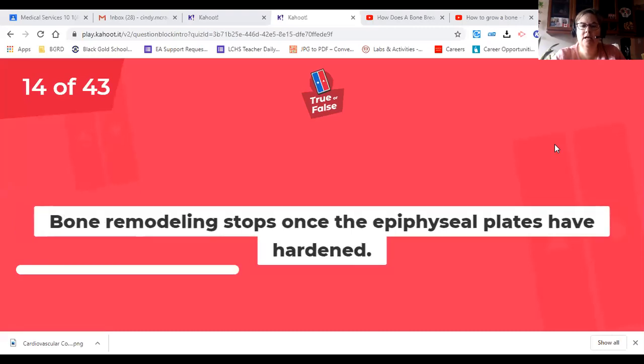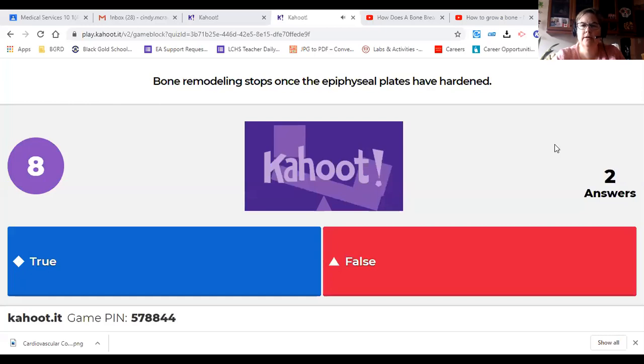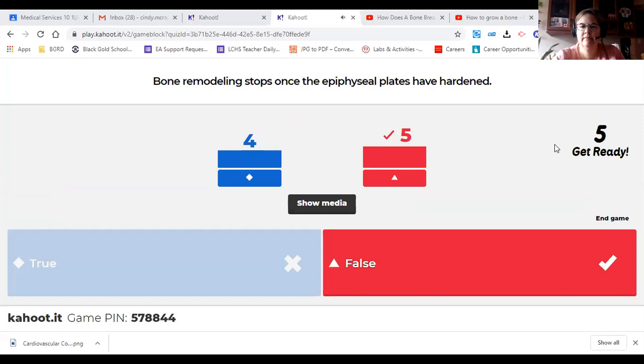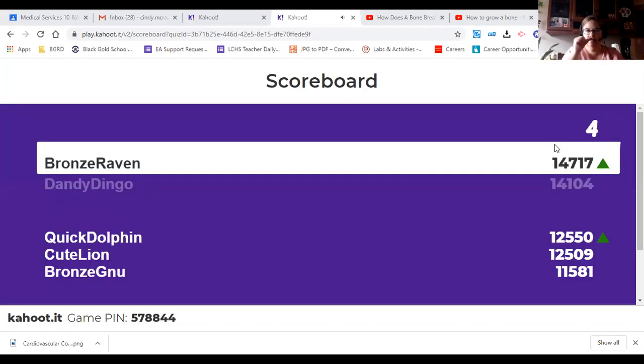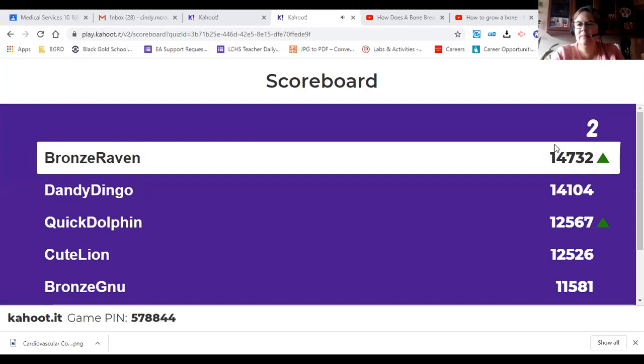Bone remodeling stops once the epiphyseal plates have hardened. True or false? Remember, my epiphyseal plates have hardened many, many years ago, and I still have bone remodeling going on. And that takes Bronze Raven to the #1 position.